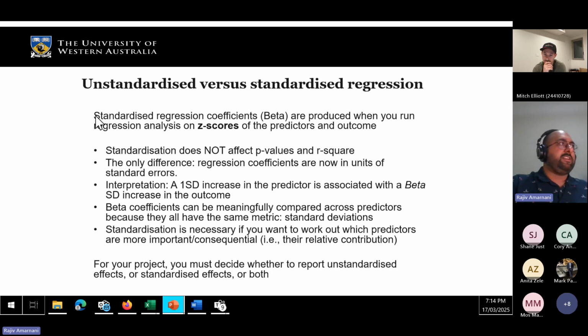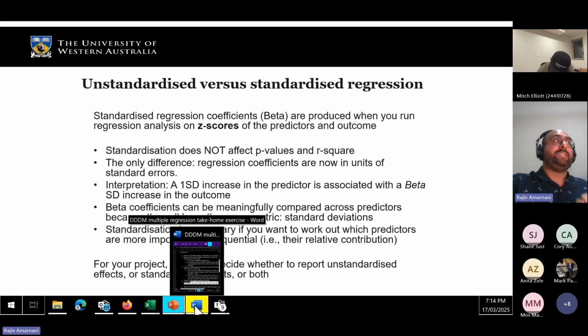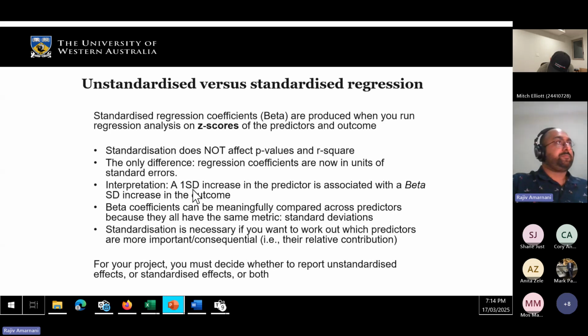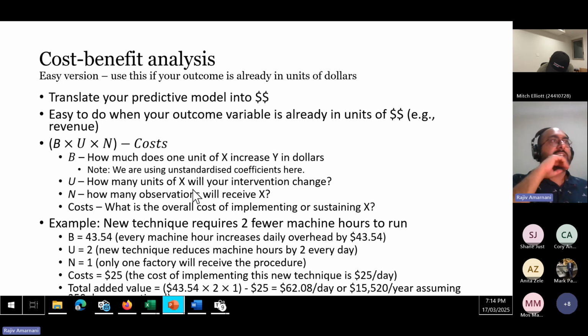How do you do a standardized regression? You use z-scores of the predictors and the outcomes, including dummy variables. Let me make that clear, including dummy variables. And those coefficients are no longer B's, they are now, pardon me, beta coefficients. Any questions last about standardization?